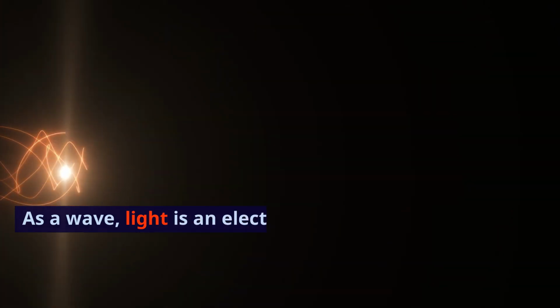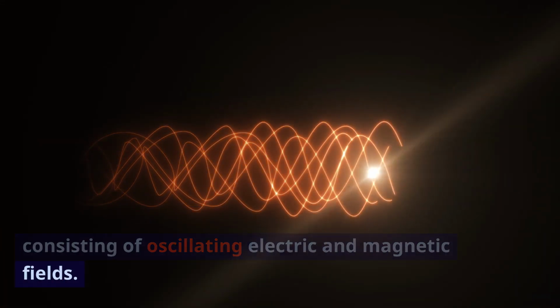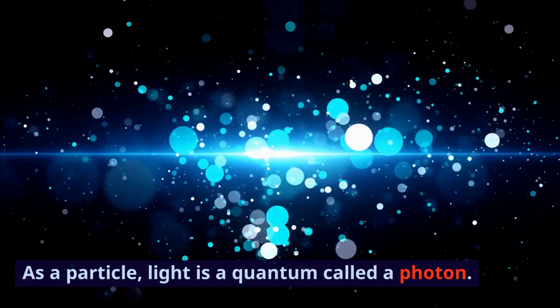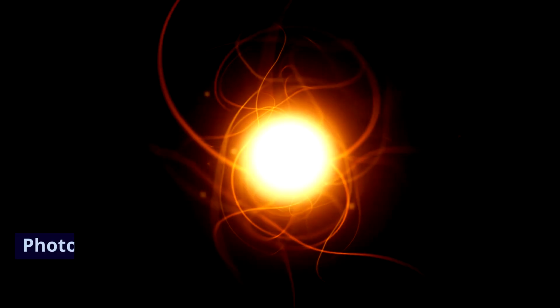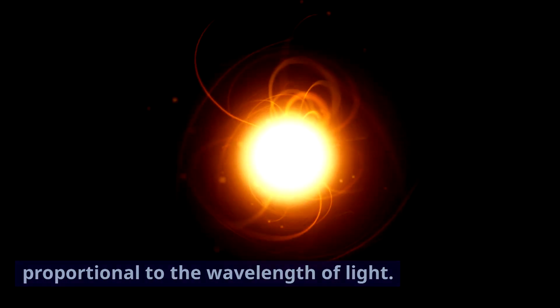As a wave, light is an electromagnetic wave, consisting of oscillating electric and magnetic fields. As a particle, light is a quantum called a photon. Photons have energy, and their energy is proportional to the wavelength of light.